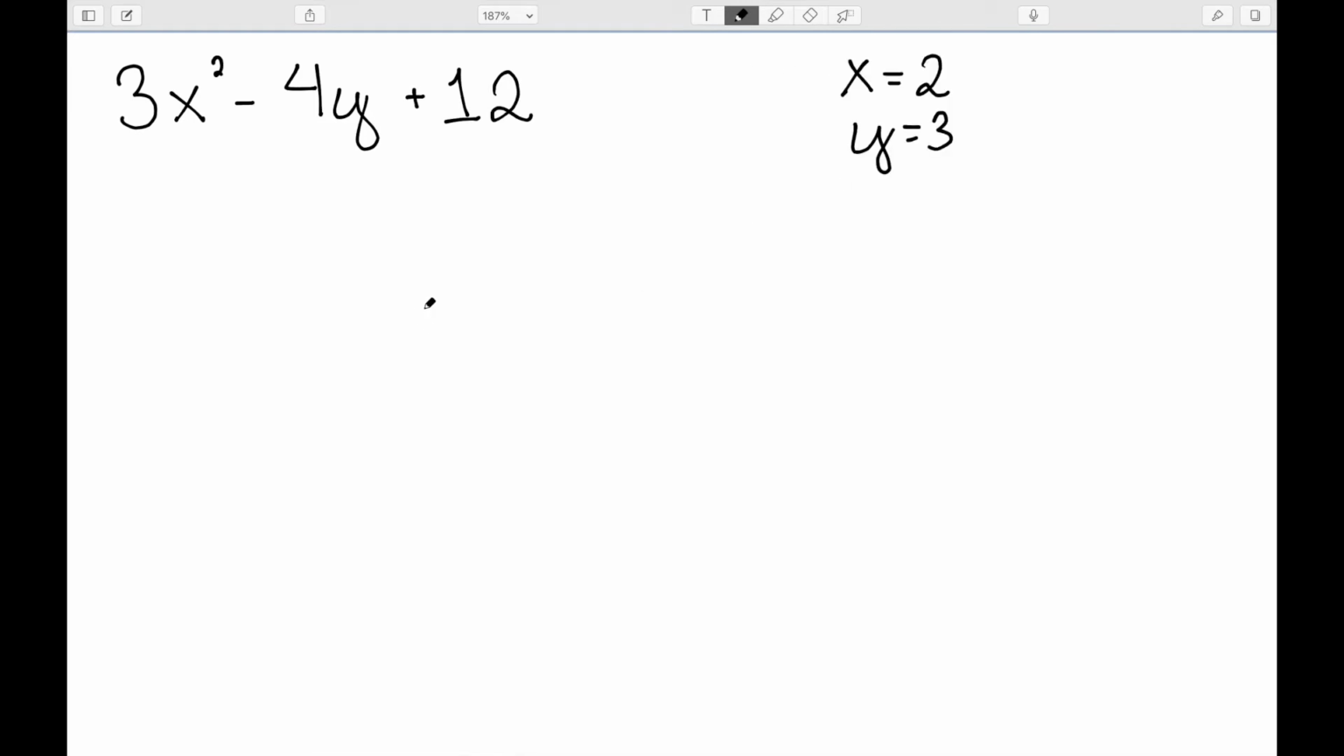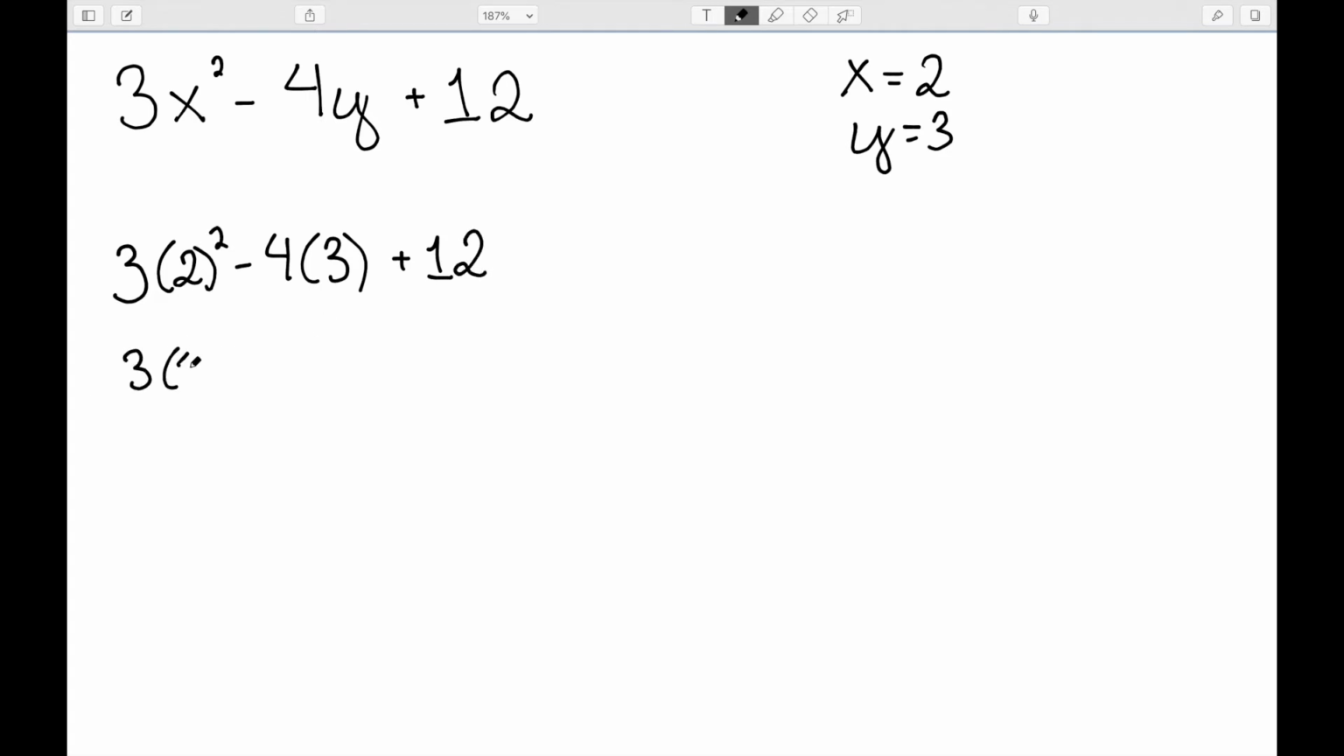And let's suppose I do know what these variables are, x equal to 2 and y equal to 3. So what that means is I have a 3x squared. So I'm going to stick in a 2. Since I know x is 2, I'm going to change this to 3 times 2 squared. Minus 4 times y. Well, I know y is equal to 3, so minus 4 times 3. Plus 12.